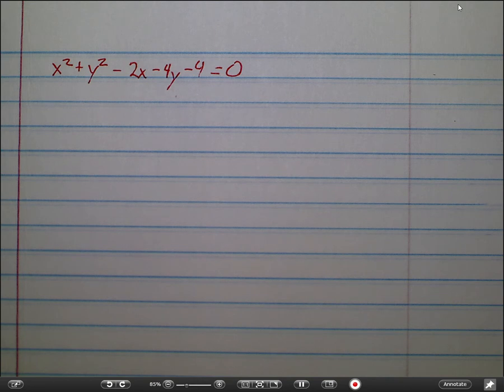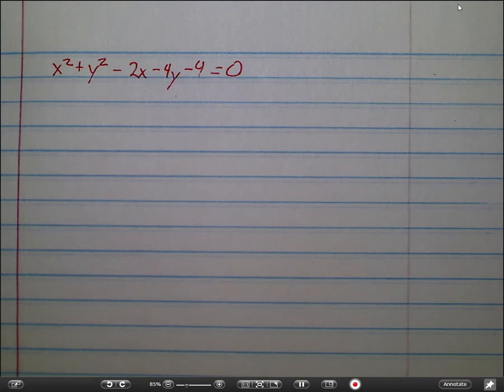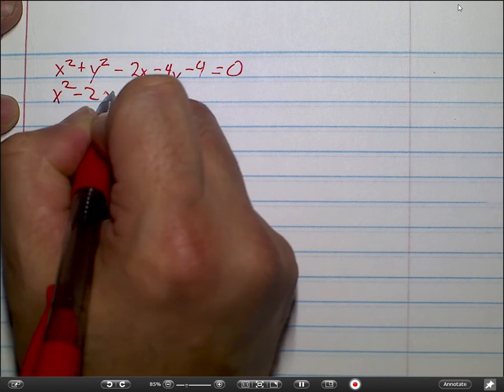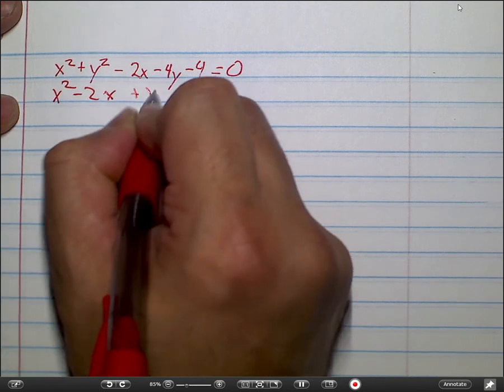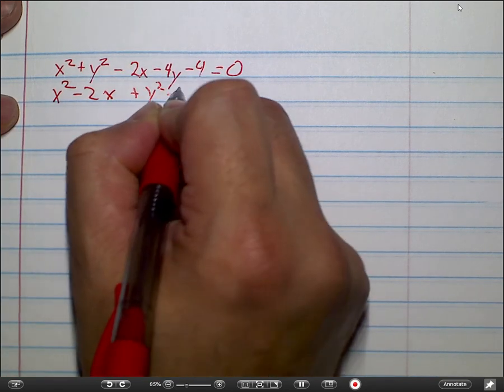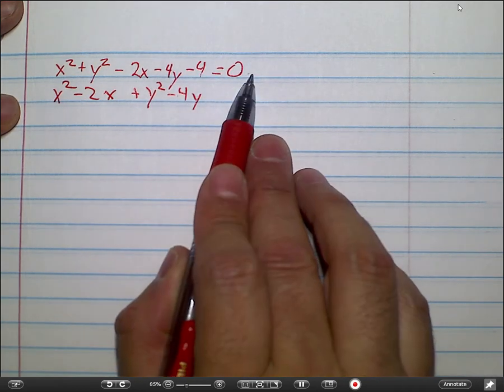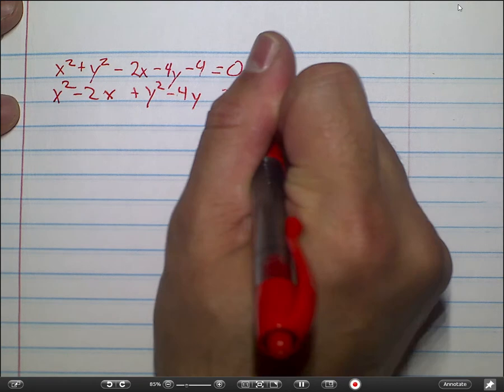All right. So now that we have this written down, we're going to regroup this. I'm going to regroup this with the x's, then the y's, and I'm going to put my other number, my constant, the one without a variable, on the other side of the equal sign. So it's going to be x squared minus 2x plus y squared minus 4y. Now to move it to the other side, I'm going to add 4 to both sides, right? So that's going to be equal to positive 4.